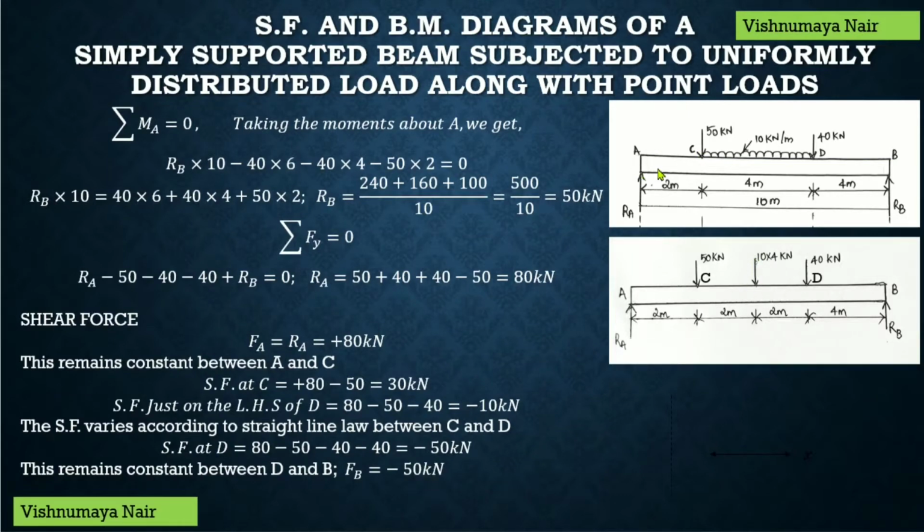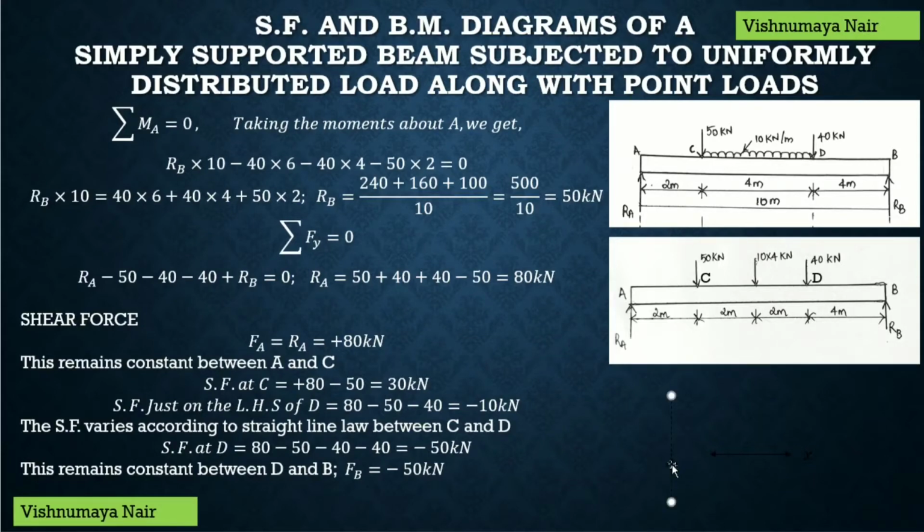We know that the moments at both the supports of a simply supported beam, that is MA equal to MB equal to 0. I have already explained these things in the previous videos, so please watch those videos in order to clarify your doubts. Now, in order to find out these reactions RA and RB, we have to take the moments about A or moments about B. Let's take the moments about A.